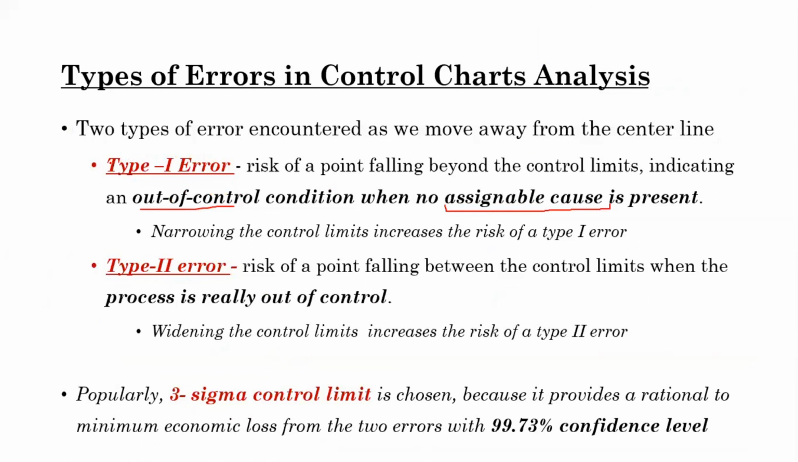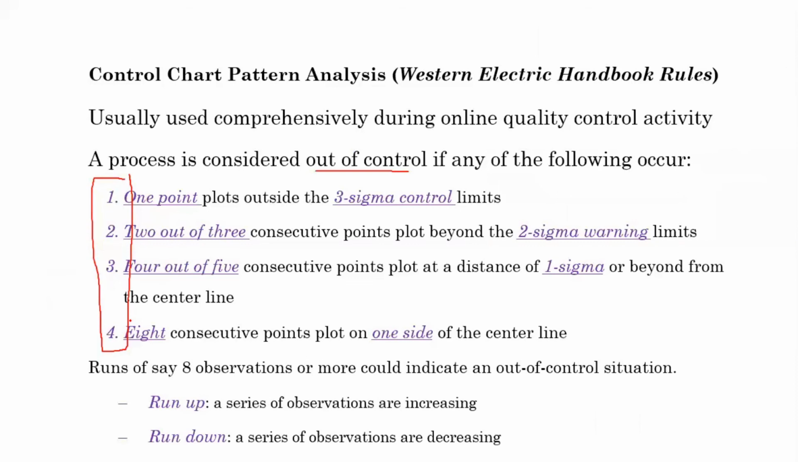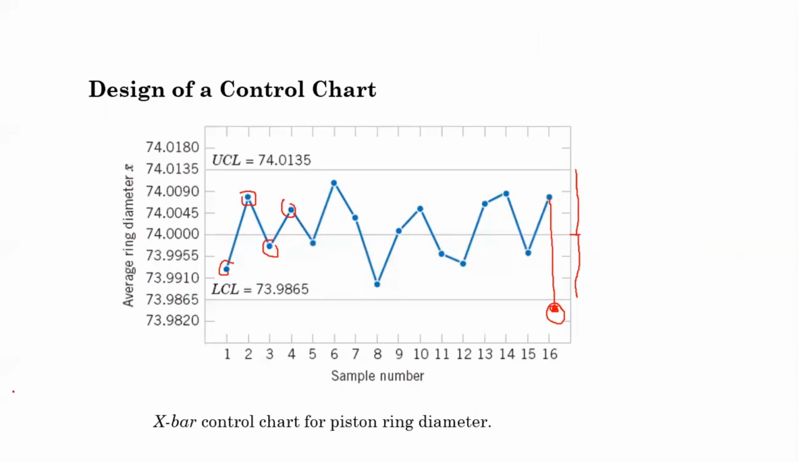Okay, the narrower the control limits are, the more such errors we may encounter, so you have to be careful. The second one is type 2 error, where this is the risk of a point falling between the control limits when the process is entirely out of control. So you might see that, let me take you back. Just forget about this one, but everything is under control, it is within the control limits and you don't see any of the Western Electric handbook rules visibly.